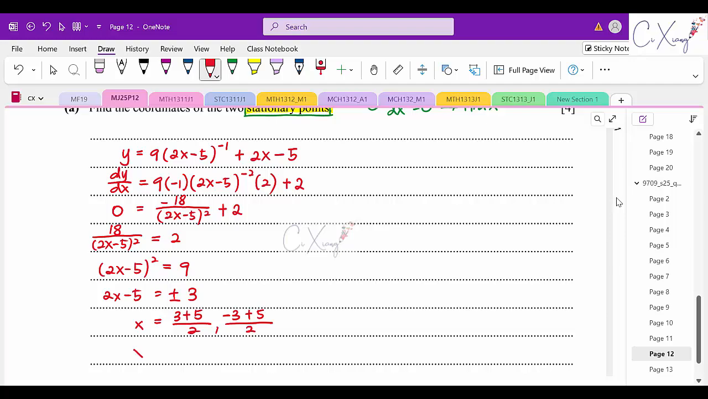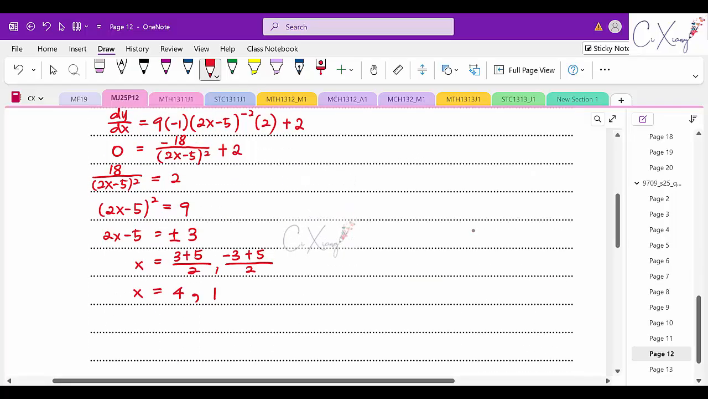Okay, so from here, what is the value that you get? You'll get a 4 here, and also negative 3 plus 5 is a 2, so 2 divided by 2, you get 1. These two values of x are the stationary point, or the x coordinate for the stationary point. And of course, we need to find out the value of the y, right? Okay, so how to find the value of the y here? When x equals to 4, the value of the y will be, substitute your x value into the original equation.